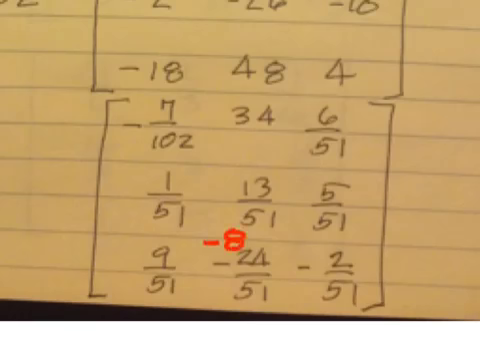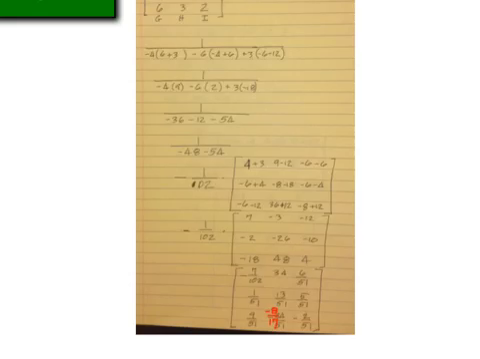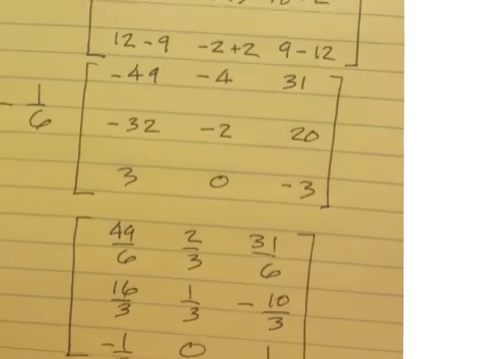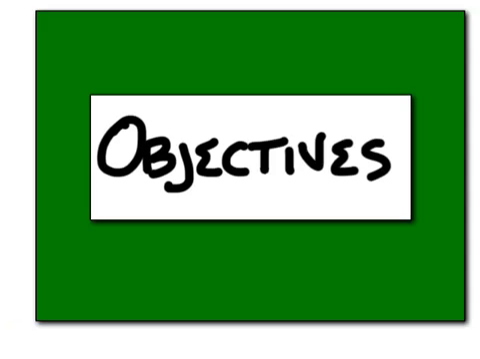This one is negative 8/17. 3 goes into both of those. And then negative 2/51 for the bottom one. Number 4. 49/6, 2/3, 31/6, 16/3, 1/3, negative 10/3, negative half, 0, and 1/2.